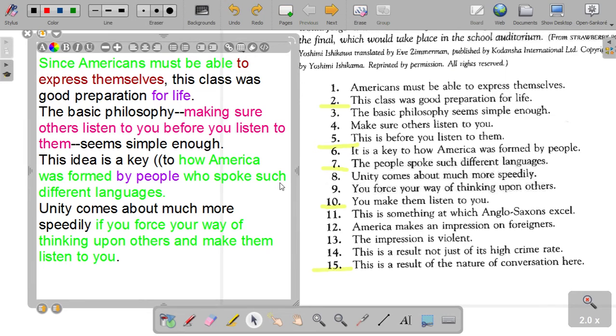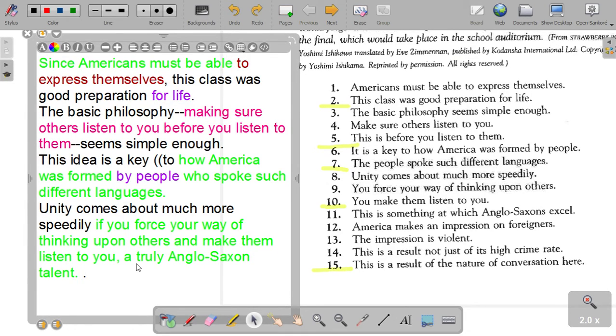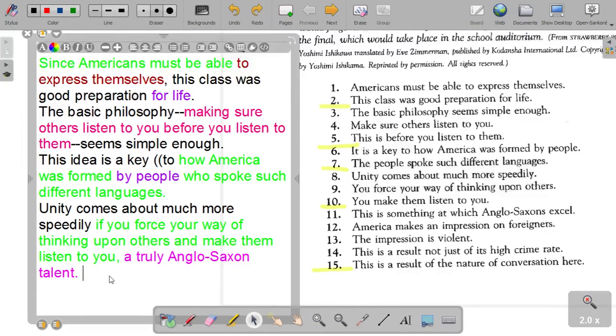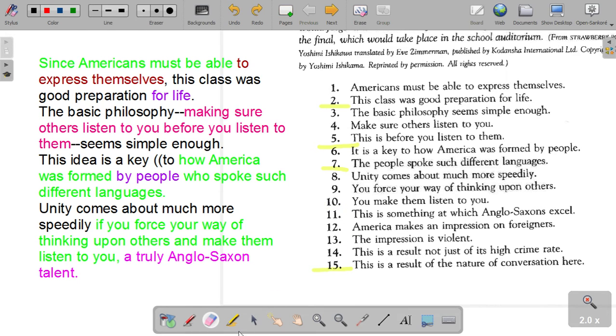Actually, you know what? Let me combine. I think 11 is going to be a little bit tough to combine. So if you want to, you can add it at the end of the sentence as an appositive phrase. You can say a way, or let's see, if you, a truly Anglo-Saxon talent. Okay, something like that. You could add it to the end of there. That way you don't have to worry about it for the rest, because it might be a little bit difficult. Let's see. Okay. All right, so go ahead and then just combine 11 through 15 then. I'm sorry, 12 through 15.